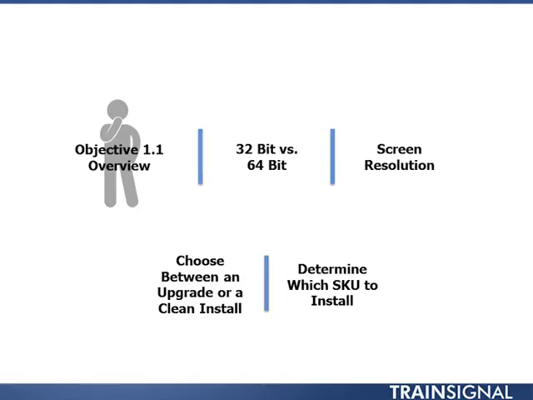This objective has four different sub-objectives. The first is 32-bit versus 64-bit. These are memory bus bandwidths. It's really important, so we'll talk about the significance of that. The next is screen resolution, which is how many little dots make up the horizontal and vertical lines on your monitor. The third is choose between an upgrade or a clean install. Again, this says choose, so we're not yet performing the upgrade or the clean install, but we're thinking about the right way to do it.